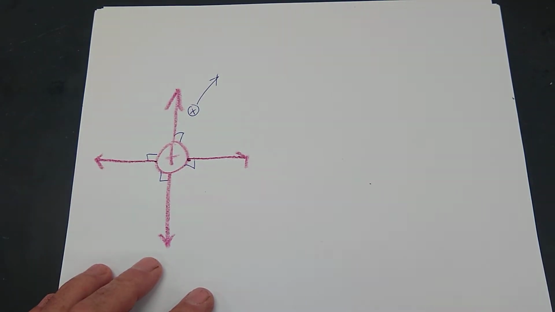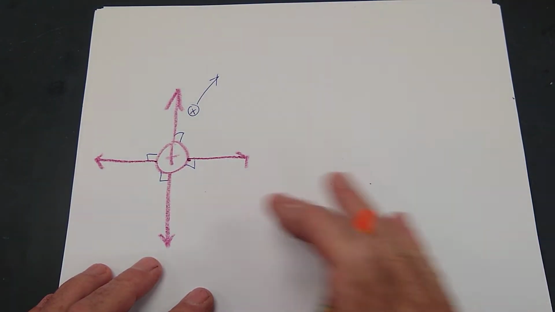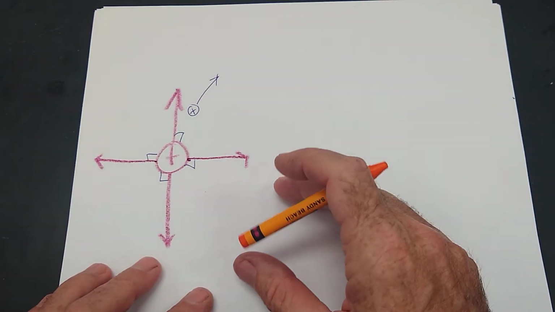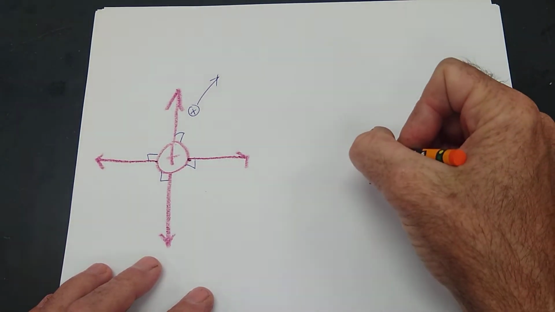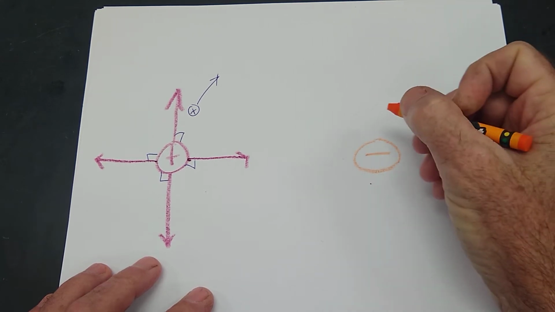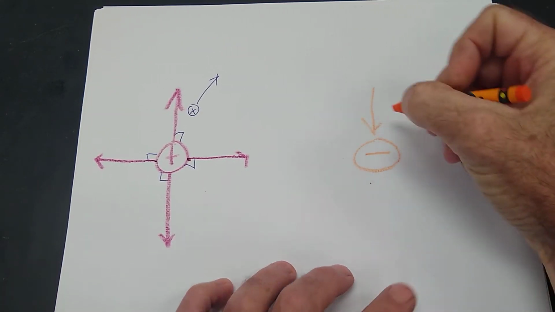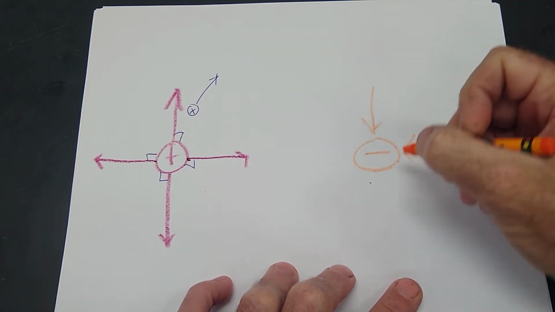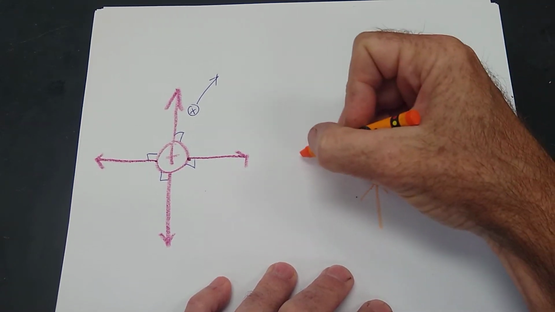charge would move. You may say, Mr. Perkins, that doesn't make any sense because when we think about electricity, it's electrons that are moving and they're negatively charged. I would say that I agree with you and that these rules were created before we knew what electrons were, okay?